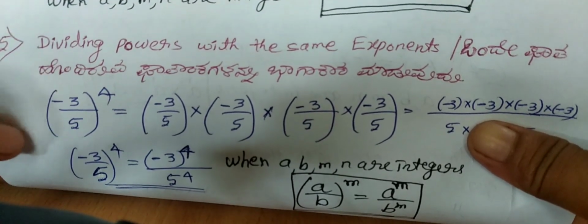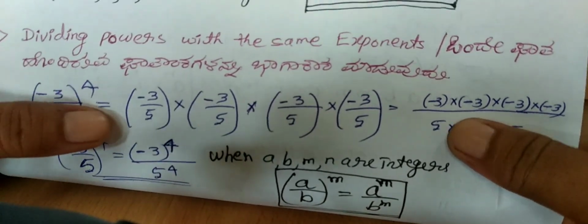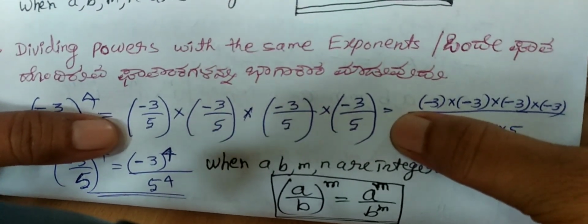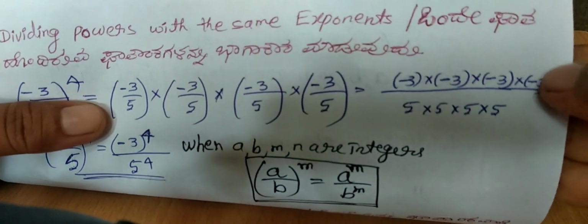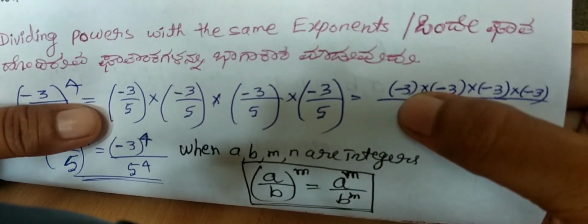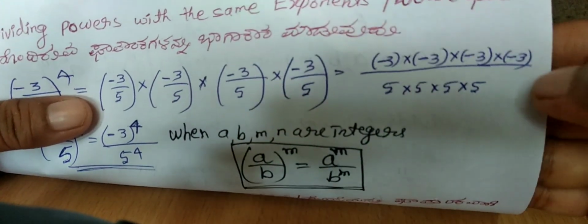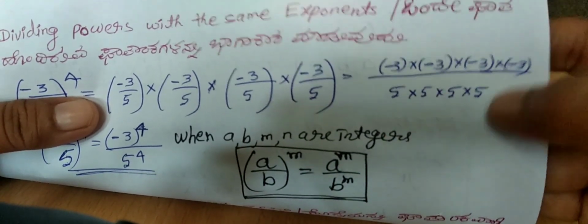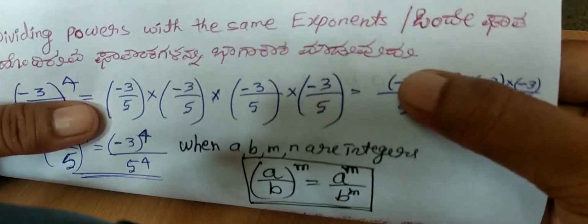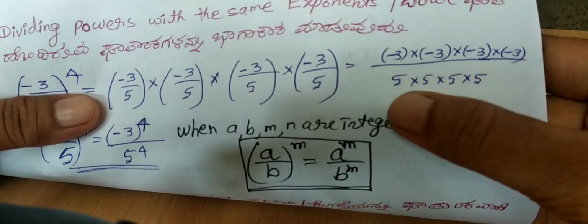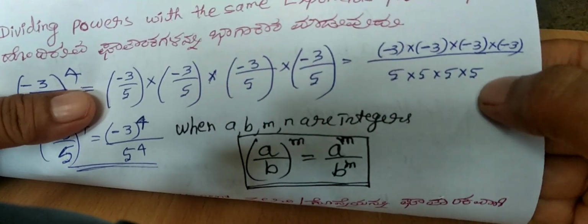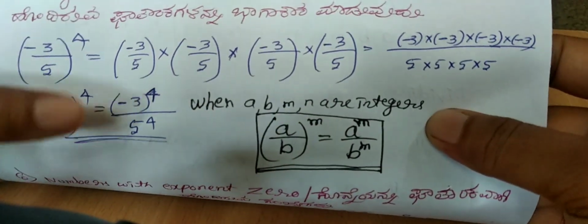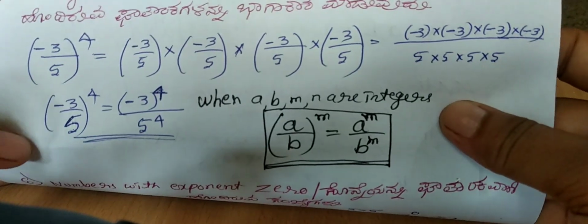-3/5 to the power 4 we are taking. When we multiply this, it is -3/5 multiplied 4 times. If I put all the numerators together and all the denominators together, it is -3 × -3 × -3 × -3 in the numerator and 5 × 5 × 5 × 5 in the denominator. In the numerator -3 4 times. In the denominator 5 is multiplied 4 times. So what will I get? -3 to the power 4 divided by 5 to the power 4.